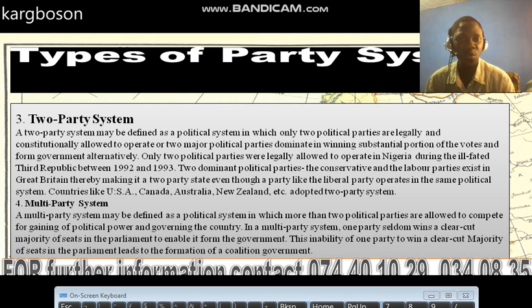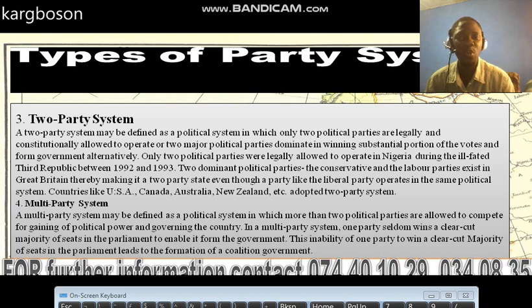If you look at Sierra Leone, it's almost a multi-party system. But over the years, the politics in Sierra Leone has been dominated by these two major political parties, the SLPP and the APC. It's hard for you to see a third party win an election and form a government.